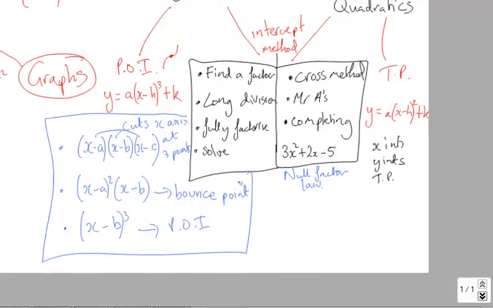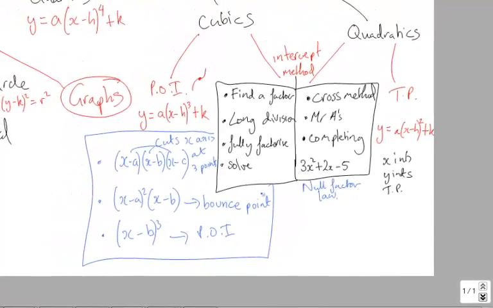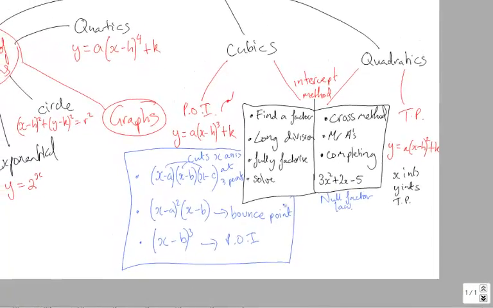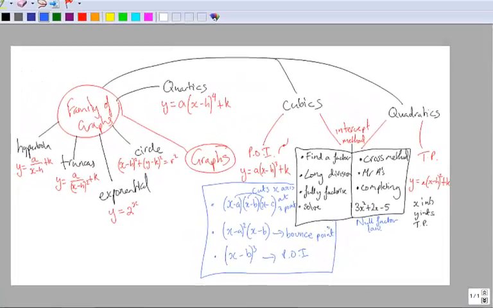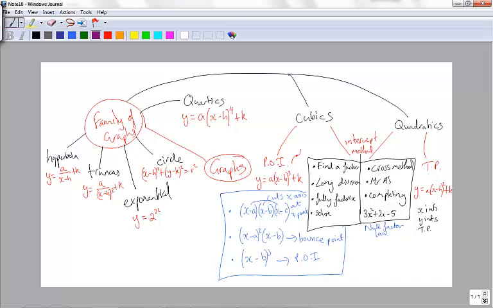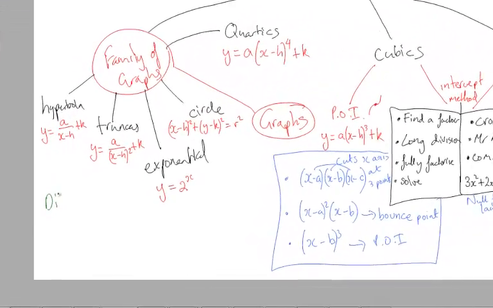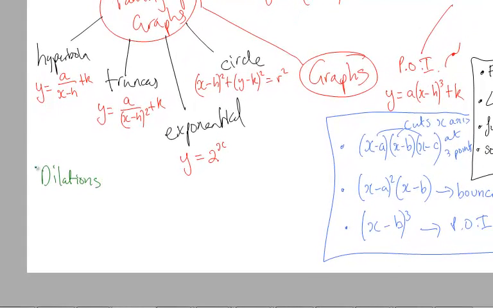Okay, one more thing that we've done, and it fits over all of these types of graphs. We sort of did it at the start, but you can apply them to any graph any time. That's when we looked at our dilations, reflections, and translations. So we've got dilations over here. Dilations, this was the a, it affects the a in front. a is on the top of the hyperbola and truncus, but a is in front of all the other ones, quartics, cubics, all those sorts of things.